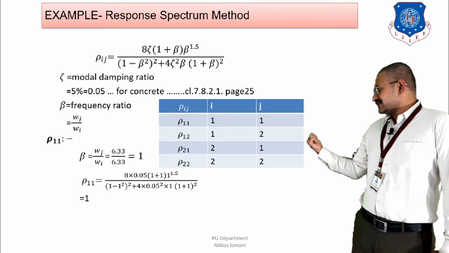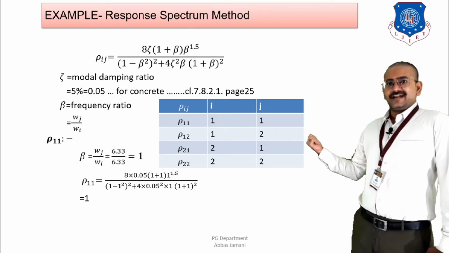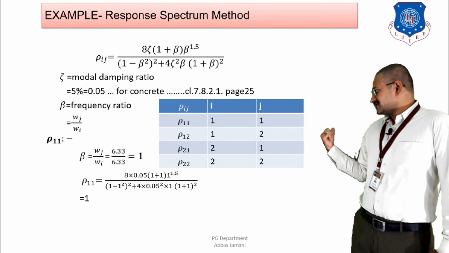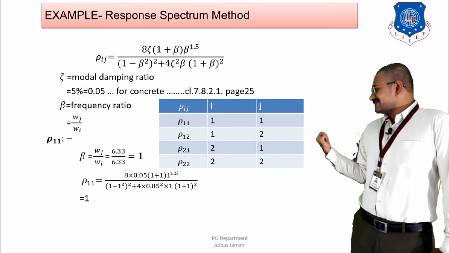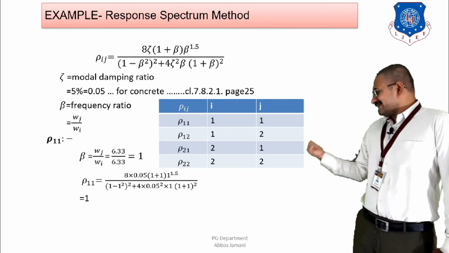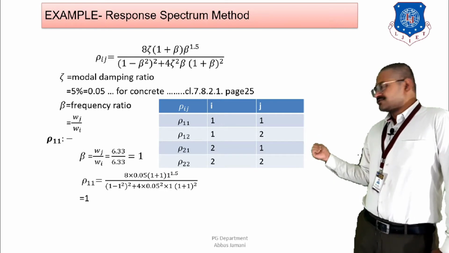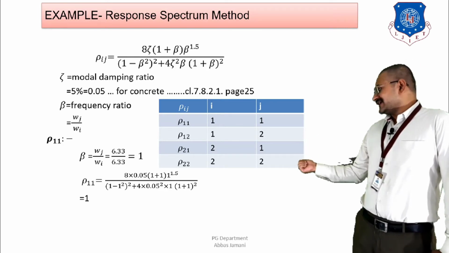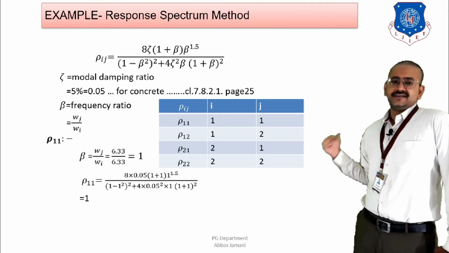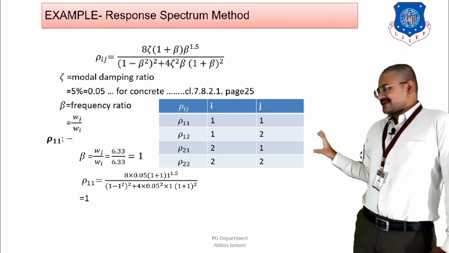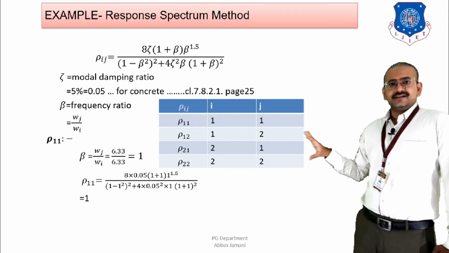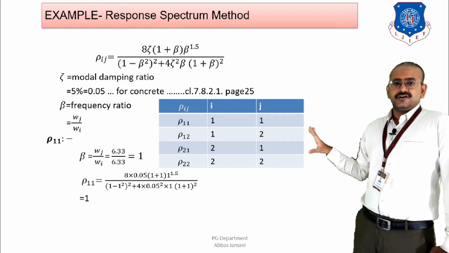So when I have rho 11, that means i equal to 1 and j equal to 1. When I take rho 12, that means i equal to 1, j equal to 2. When I take rho 21, that means i equal to 2, j equal to 1. And when I take rho 22, that means i equal to 2 and j equal to 2. Right? So you have to prepare this type of table to consider all the possible combinations of rho ij.